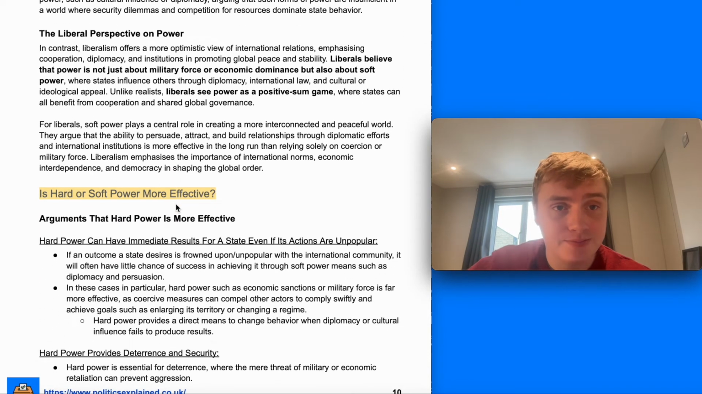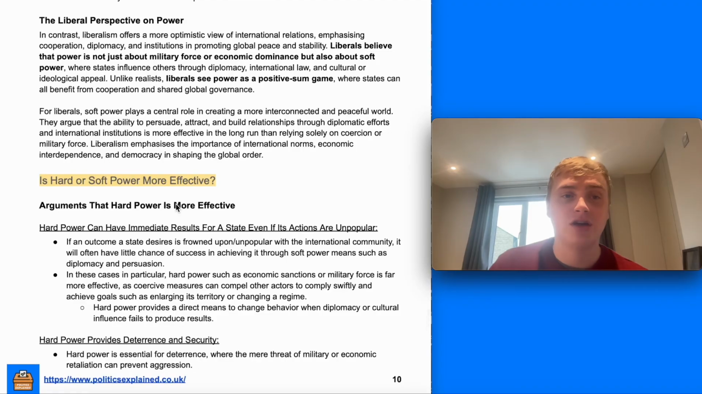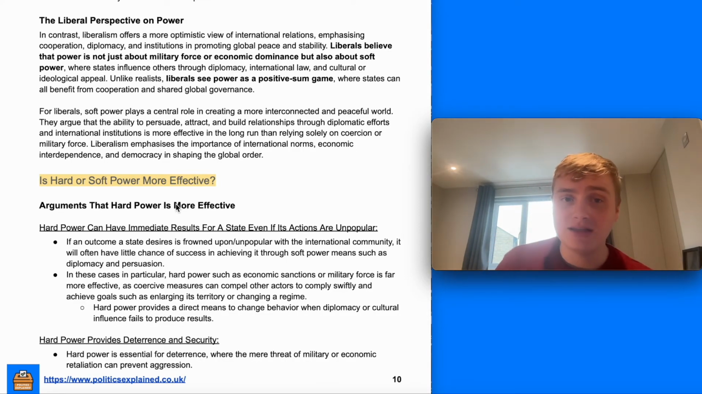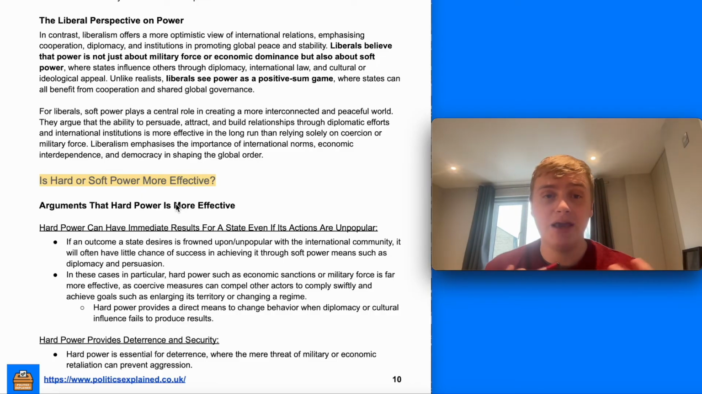Liberals, on the other hand, have a more optimistic view of international relations, emphasising the opportunity for cooperation, diplomacy, and institutions to promote peace and stability in the world. So they crucially believe that power isn't just about hard power. They do recognise it's there and it's important and it can be used, but they do see power as a positive-sum game and recognise the importance of soft power as well, which they see as playing a really important role in the international community working together to tackle global challenges.